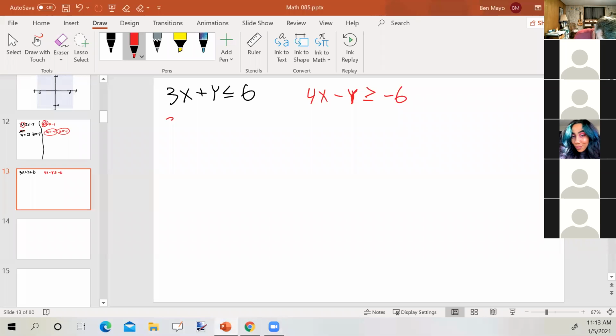So going back to that WebAssign, I noticed that some of the numbers are notated red. Is there a certain reason why they're red? Yeah, that's a good question.